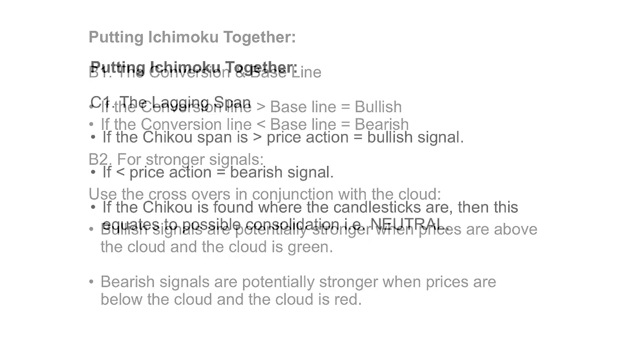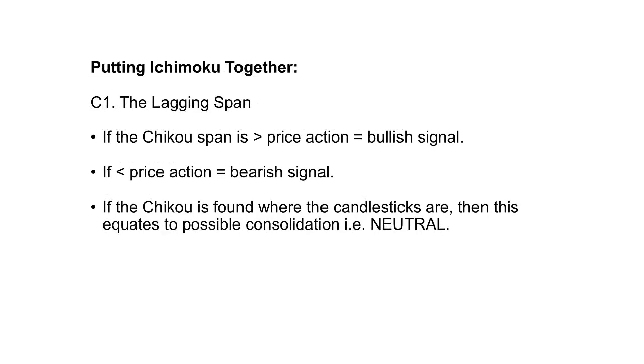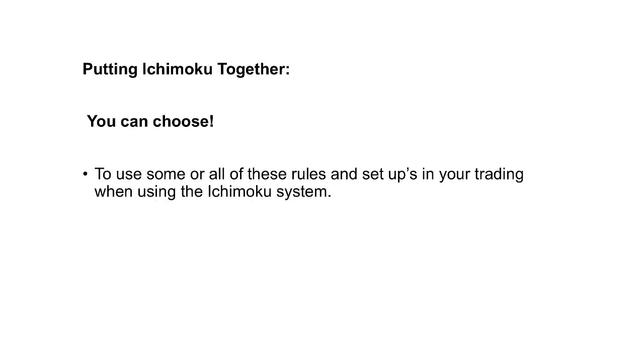And the lagging span, the Chikou span: if that is greater than the price action, it's bullish, and vice versa for bearish. And if the Chikou is found where the candlesticks or blocks are, then this equates to possible consolidation.